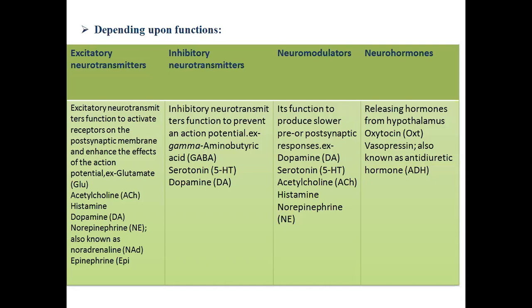Next is inhibitory neurotransmitter. By the name, we can already understand what it means. Inhibitory neurotransmitters function to prevent an action potential, like gamma aminobutyric acid or GABA, serotonin and dopamine.